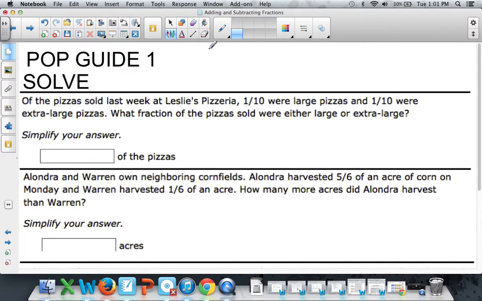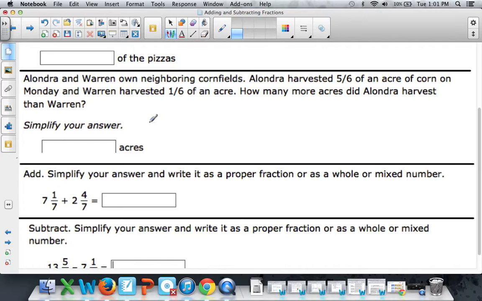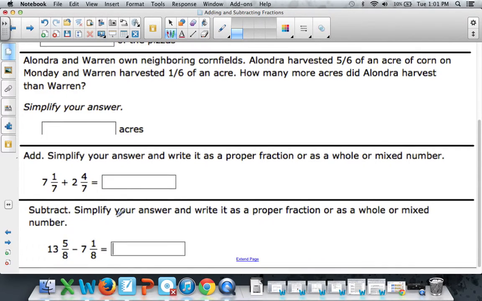Here's your pop guide if you want to get a preview of it. We've got a couple word problems on top. We'll scroll down. We have adding a mixed number. Remember, that's not so hard. Just deal with the whole numbers first and the fraction part of it second. Then we have subtracting a mixed number. But remember, that's not so hard. It's the same thing as subtracting fractions normally. You just deal with the whole number first. That's all. And if you can have a more beautiful answer in the end by simplifying or reducing, try.